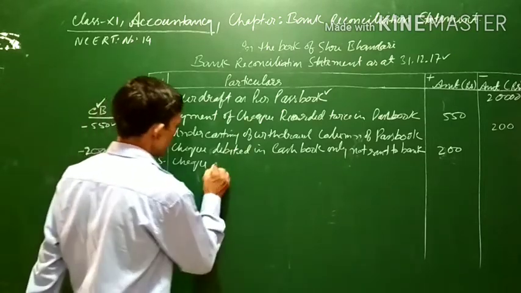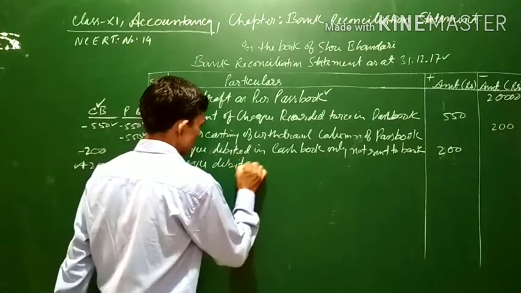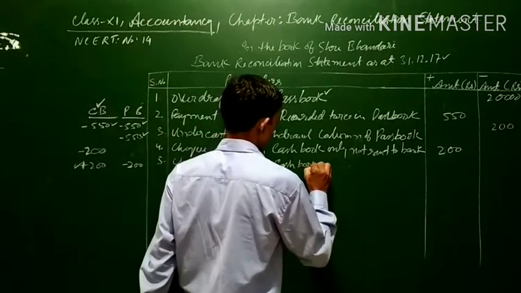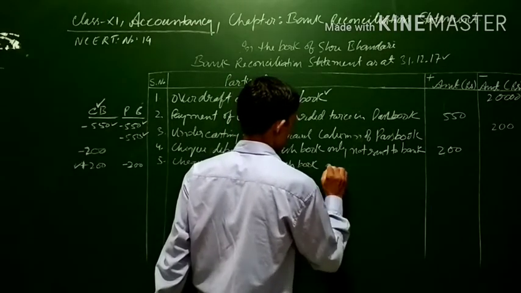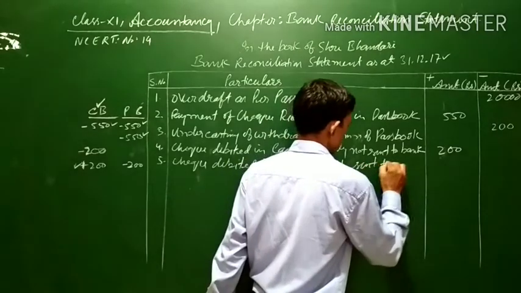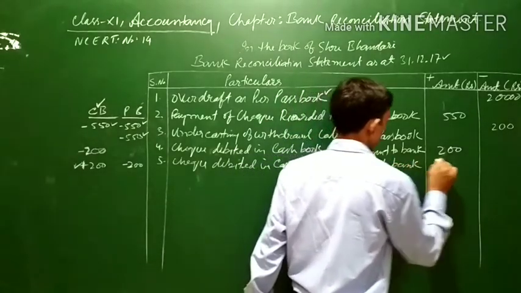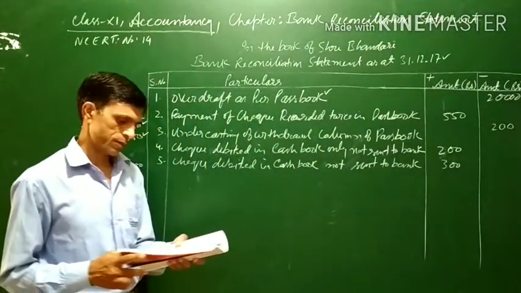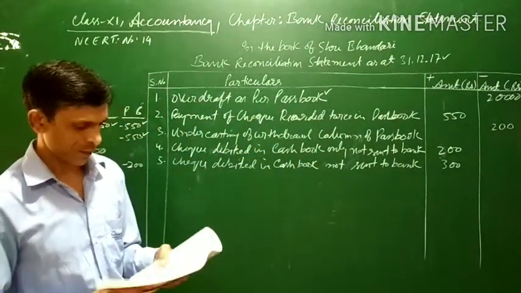So if we will be writing the same sentence: check debited in cash book, not sent to bank, 300.